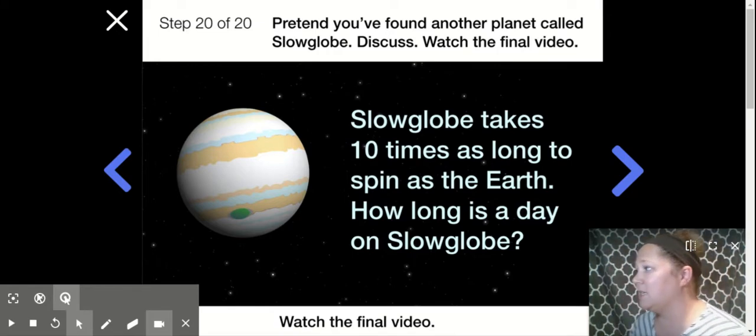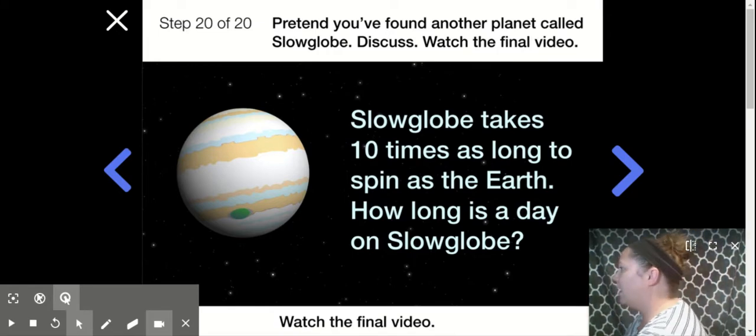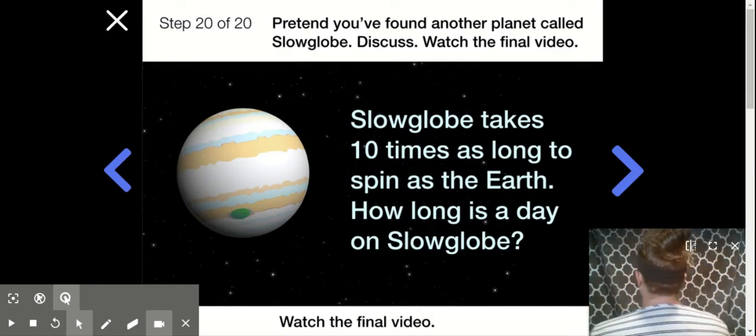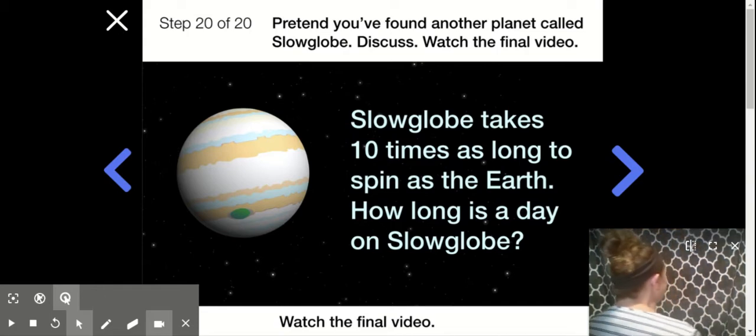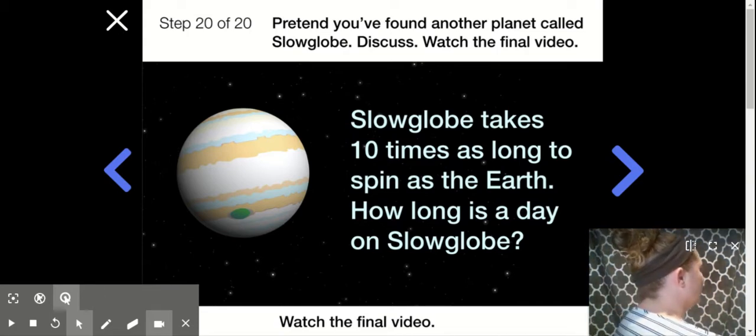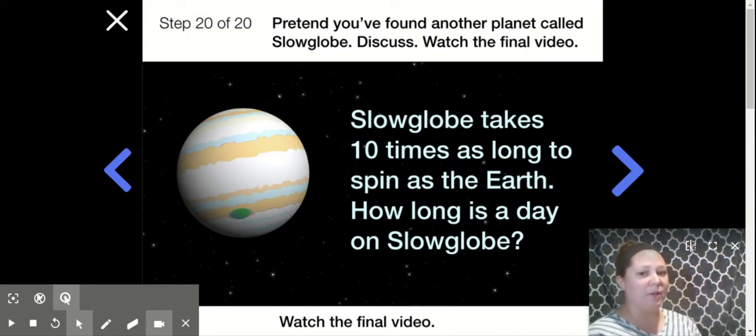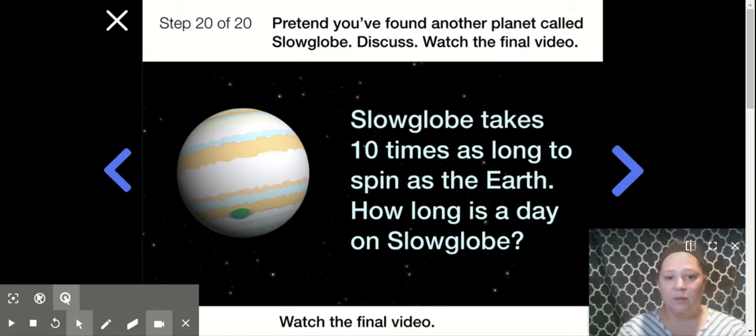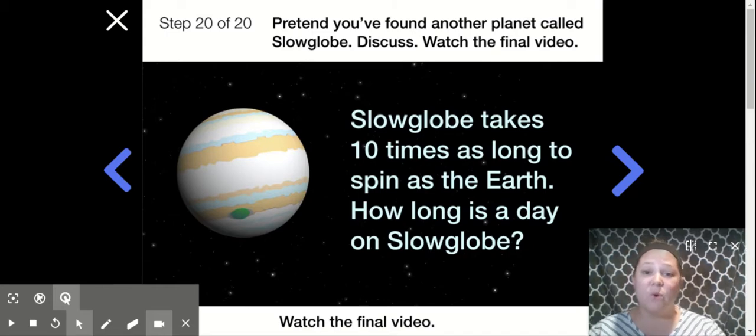So I'm going 10 times slower. Obviously, my day is going to take much longer. How much longer? 10 times, right? So what is 10 times 24? Yeah, 240. 240 hours in one day on planet Slow Globe. That's crazy. I wonder if any of our current planets have days that long. I bet we'll be finding that out soon.